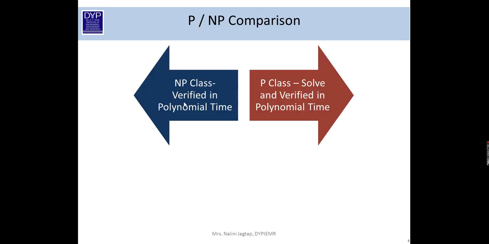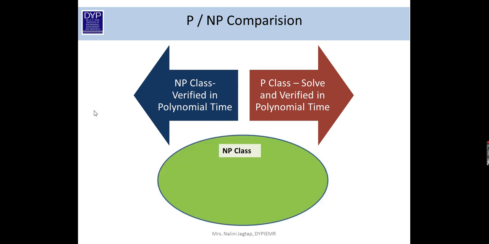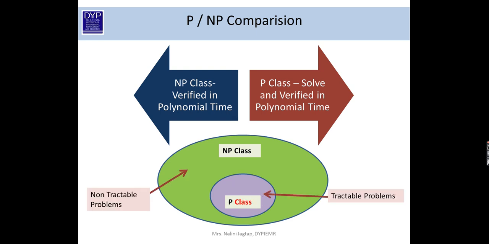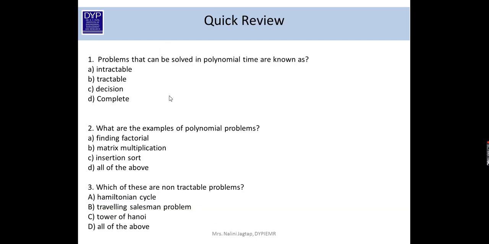We see the NP class, which is verified in polynomial time, and the P class, solved and verified in polynomial time. This whole set is the NP class. In this whole set we have some problems which belong to the P class, which can be solved and verified in polynomial time. The problems which belong to this particular class are tractable problems, and problems which belong to this big class, the NP class, are non-tractable problems. Let's have a quick review on this.